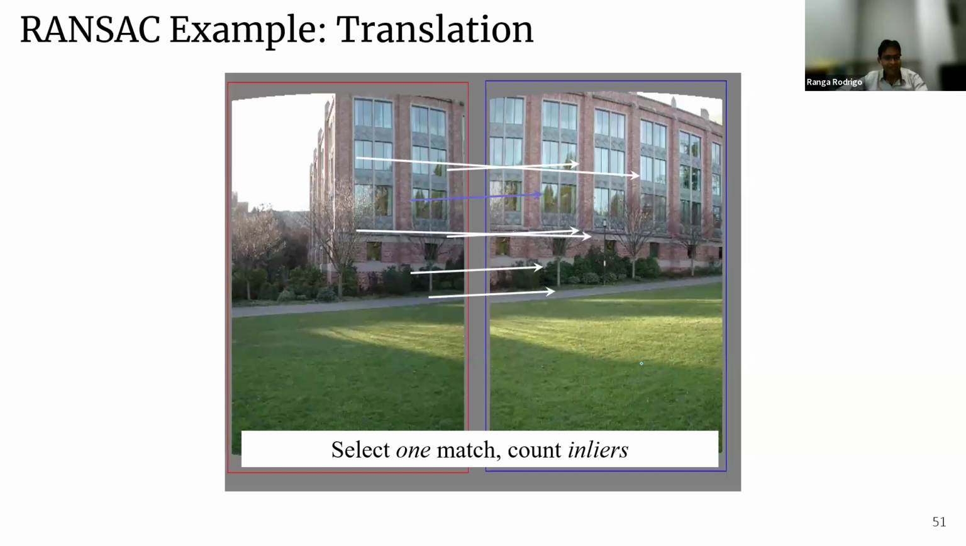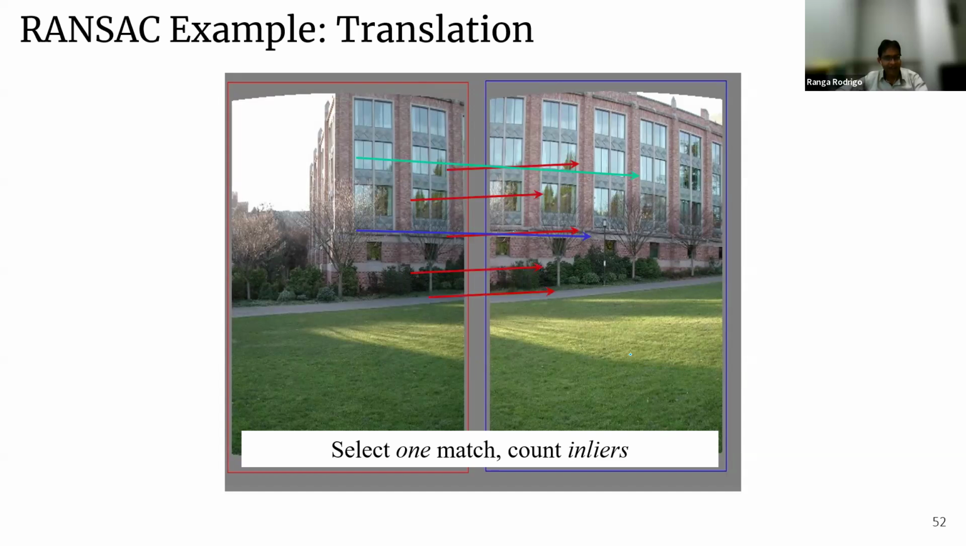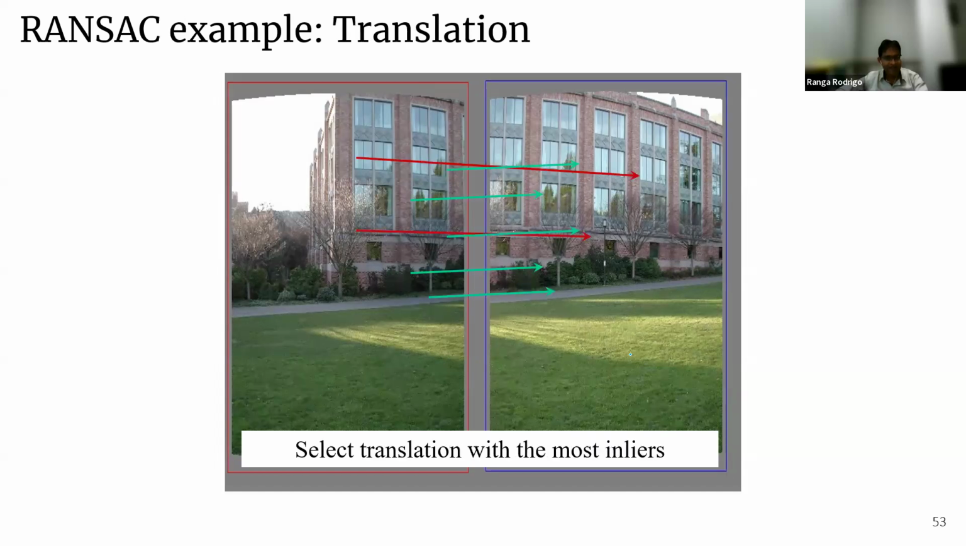So select one match, and we count the inliers. All these are inliers, and these are outliers. So like that, we can find the inliers. So if you select this, and only one inlier is there. These are outliers. So select the translation with the most number of inliers. So these 5 green matches, we can select. That's the RANSAC loop. So you can find the translation there.